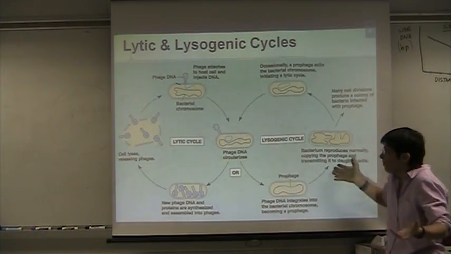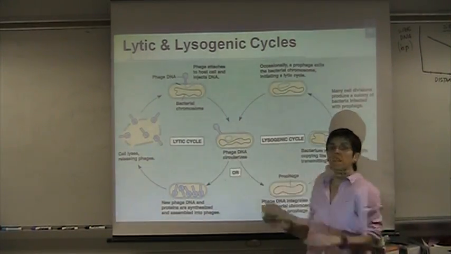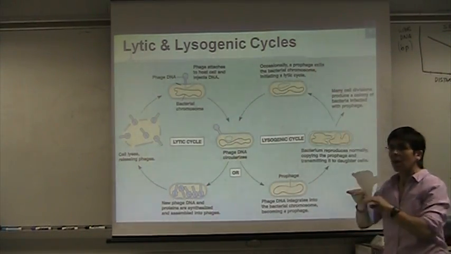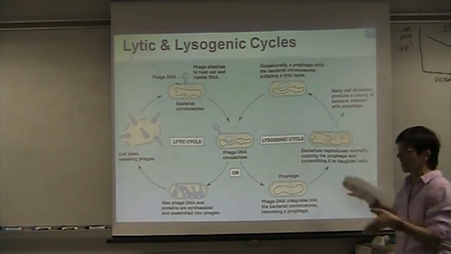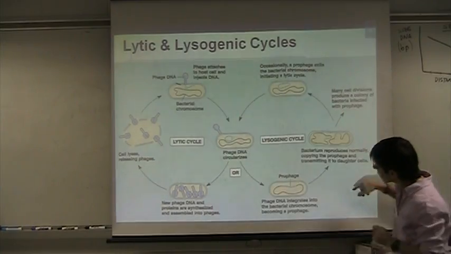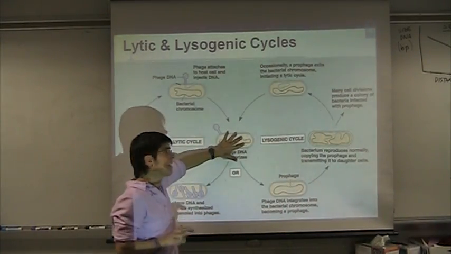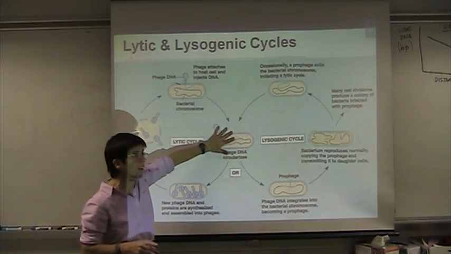Basically, that's life. That's what you're always trying to do. Pass on your DNA to future generations. However you do it, doesn't matter. Very clever method here of doing it. So this is the lysogenic cycle. You just can keep on hiding in the DNA of the host and never do anything.